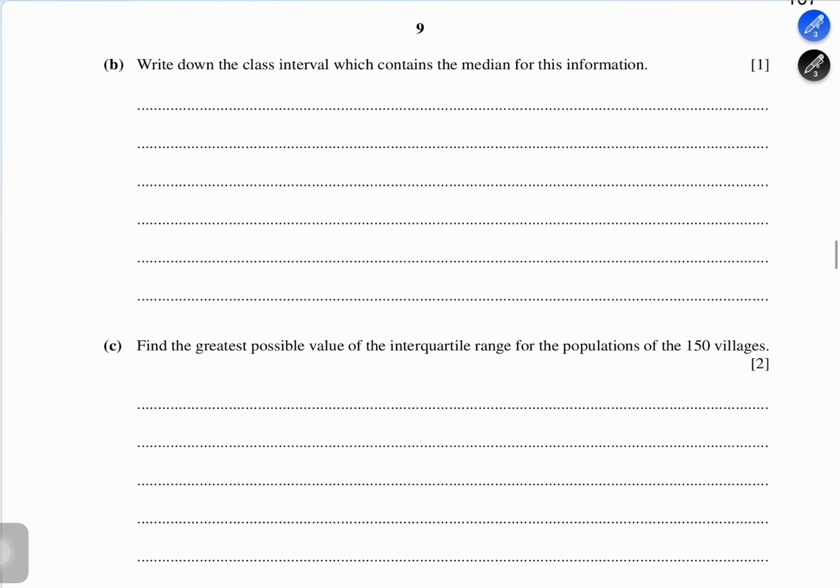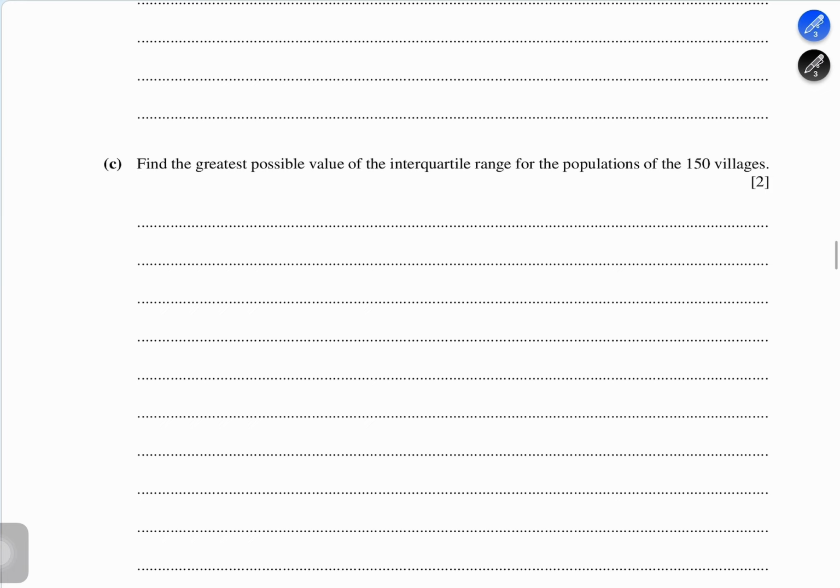Many of the students came and asked me, how do I find the greatest possible value of this interquartile range? And this is a population. Population means number of people. They know that interquartile range is Q3 minus Q1, but this phrase, greatest possible value, how do I do this? Some of them were even logical to know that you take the upper boundary of the Q3 and you minus the lower boundary of the Q1, then you will be able to get the maximum value of the interquartile range.